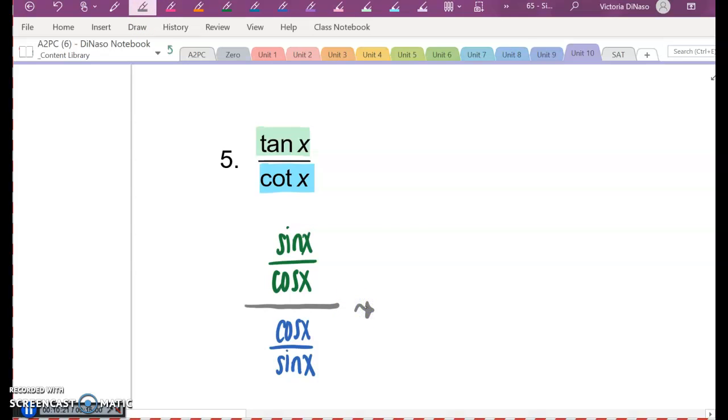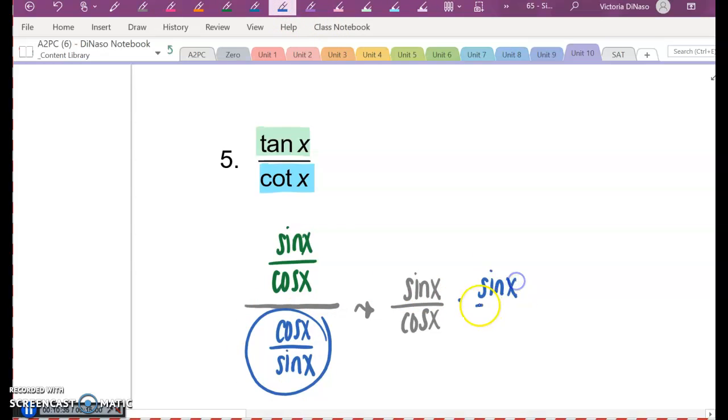And here we go. We're going to change division into multiplication. So we keep sine x over cosine x, and then you're going to flip this around. So we're going to have sine x over cosine x.